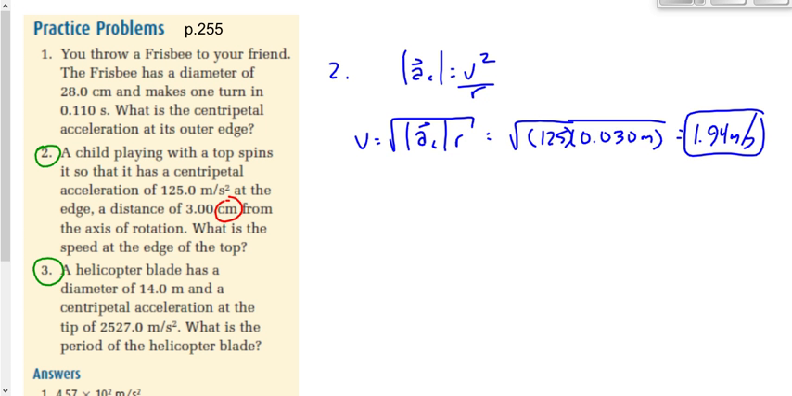Is that okay? Okay, number 3 says a helicopter blade has a diameter of 14 meters. Right away, Nick, what do you see with this one that we've got to pay attention to? That first sentence. Yeah, that's right. We need to divide that by 2 to get radius, right? So I'm going to circle that in red just to draw attention to the fact that there's something I've got to not forget to do. Acceleration is 25/27. What's the period? That's a little bit tougher, actually. We're going to say the radius here is 7.0 meters.